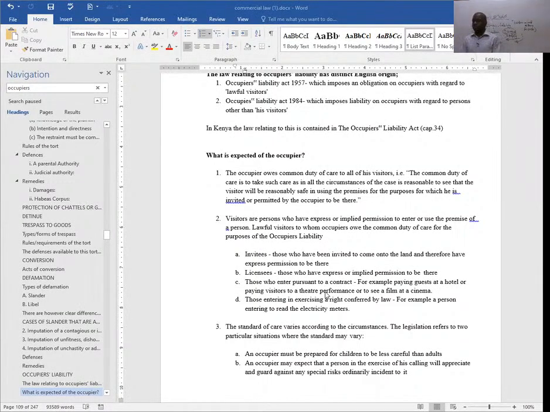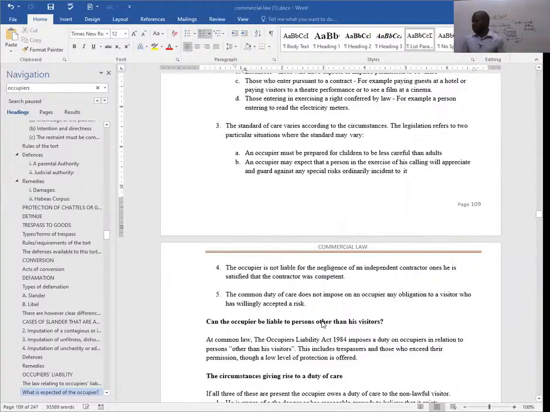So you must take the highest precautionary measures, especially if those visiting the premises are children, because they need more guidance to ensure their safety. The standard of care will depend on the circumstances surrounding those visiting the premises, whether adults or children. For children, the standard of care will be very, very high, because they need a lot of guidance in ensuring their safety. An occupier may expect that a person in the exercise of his calling will appreciate and guard against any special risks ordinarily incident to it.